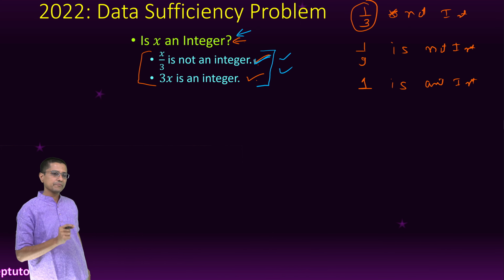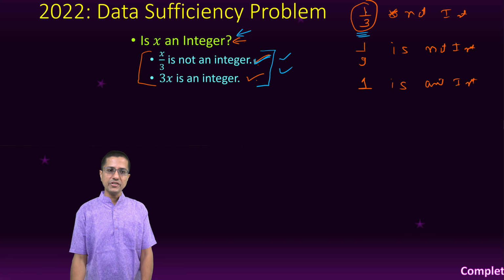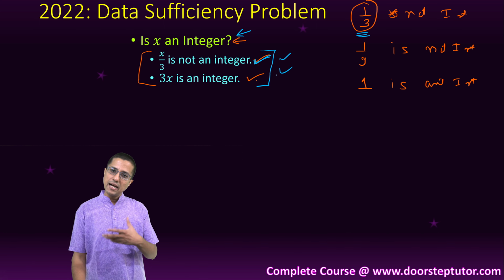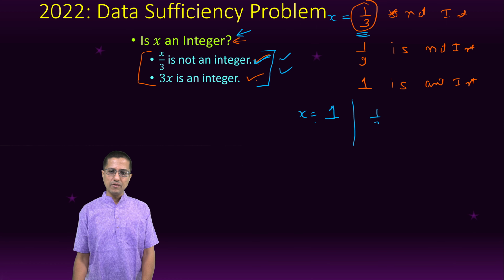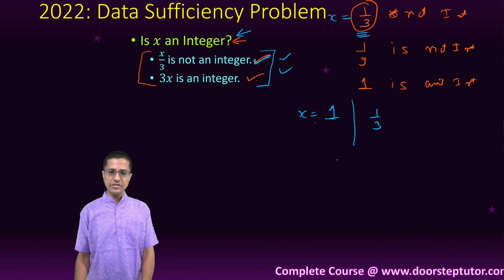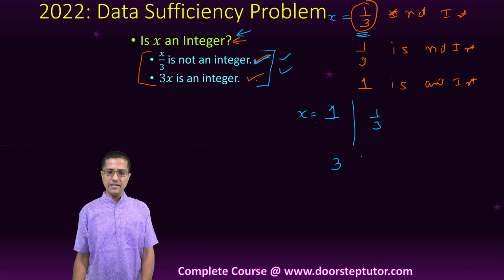Okay, because I can come up with cases where I started with a fraction where x is a fraction and then these two statements become correct. I can also start with an integer, right? So I start with 1. So let's take x is equal to 1. Here we took x is equal to 1 by 3. In that case, the two numbers are 1 by 3, which is not an integer. So this statement becomes correct. And 3x, which is 3, is an integer. Yes, that is also correct.